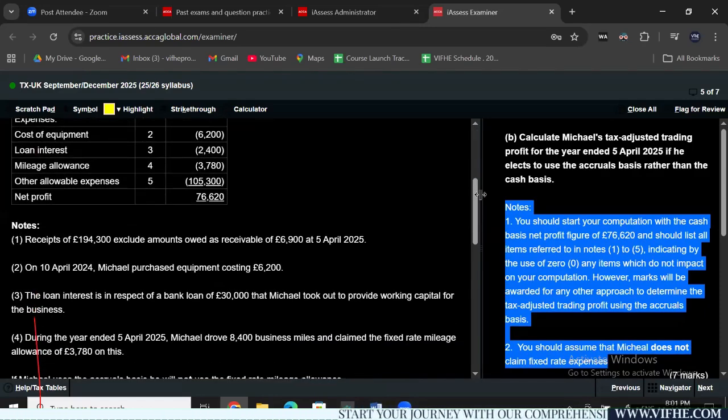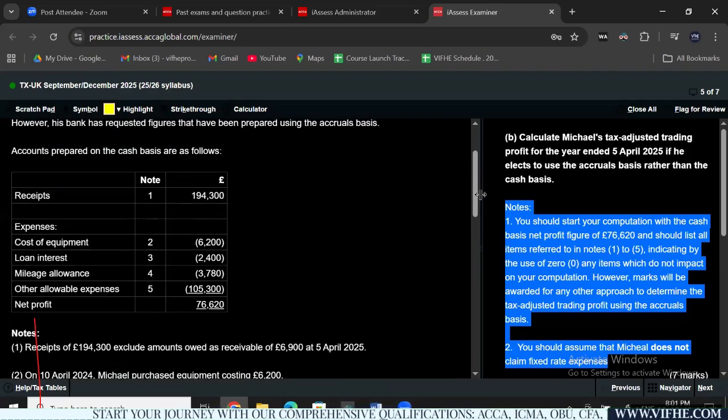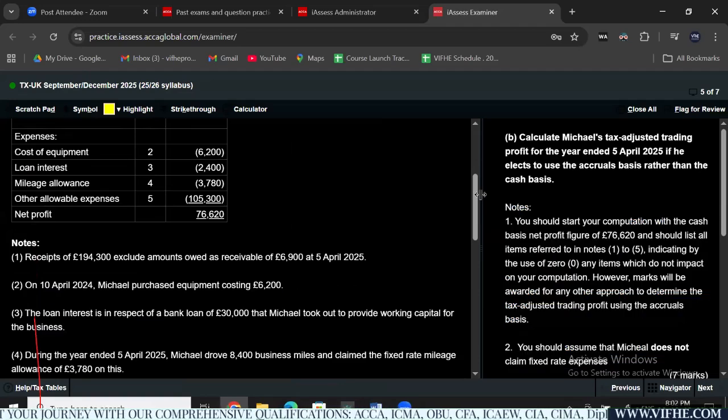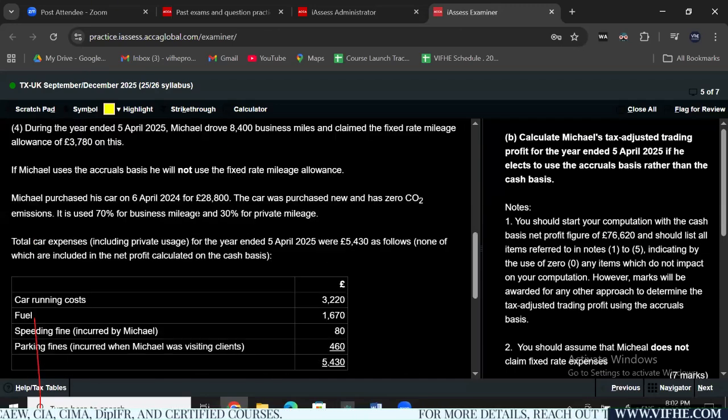So, as far as the calculation already shown in the question is concerned, the figure that I need to pick up to start my computation is the net profit figure of 76620. This is what they have already shown, the calculation done on cash basis. I'm just going to pick up the net profit.